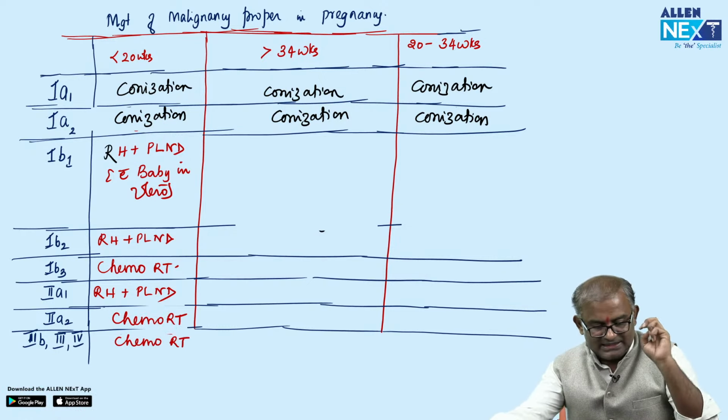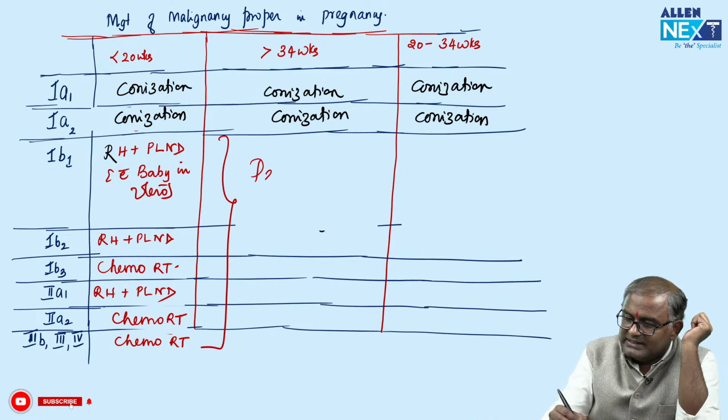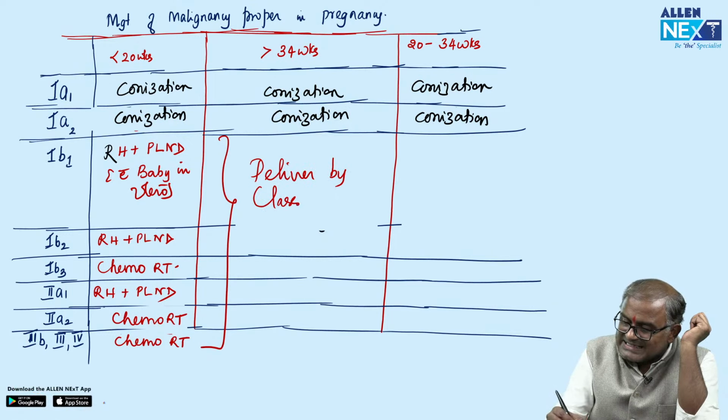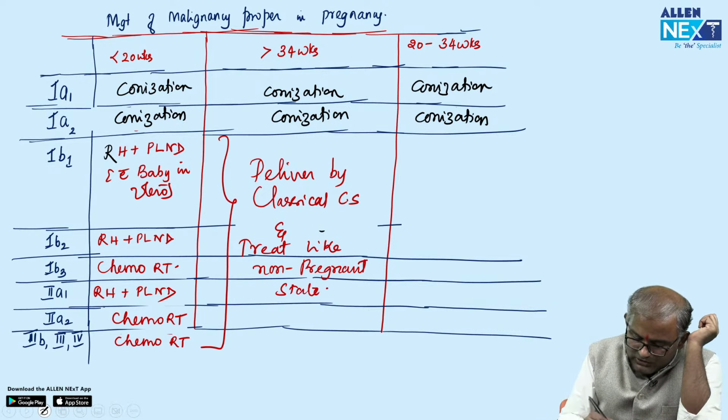Is it clear, doctor? For those more than 34 weeks, we will deliver by classical cesarean section and treat like non-pregnant state. You got the point, doctor?